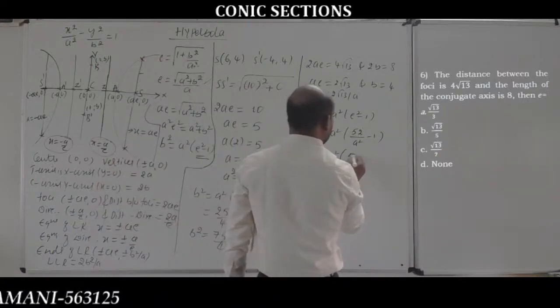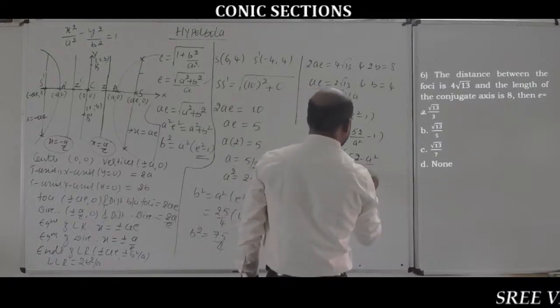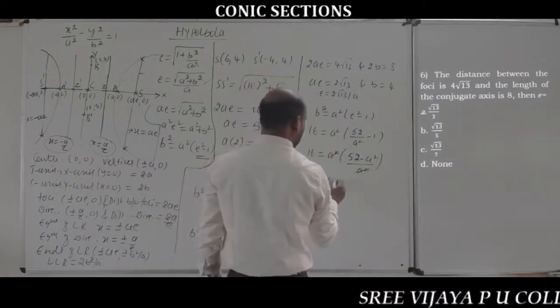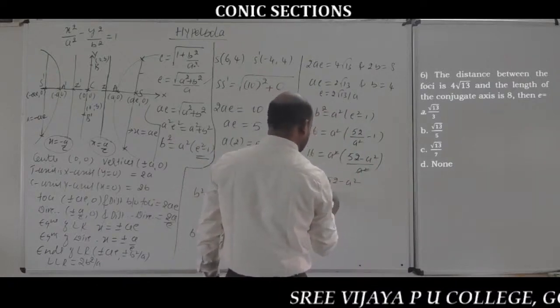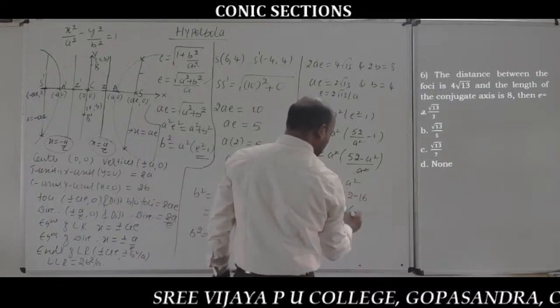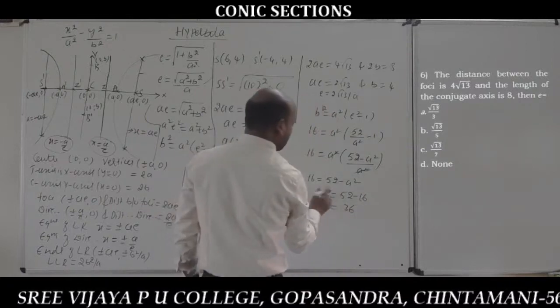So you will get 52 minus a square by a square, and now this gets cancelled. 16 is equal to 52 minus a square. A square is 52 minus 16, which is 36. Okay.